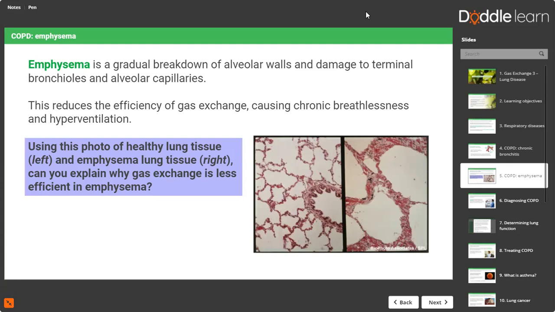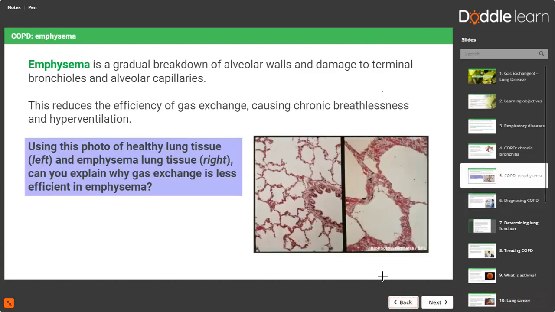If this happens, this causes chronic breathlessness and hyperventilation. So on this image, we've got healthy lung tissue on the left and emphysema lung tissue on the right. And so we can look at it and think, why is gas exchange less efficient in emphysema? Straight away, if we look at the left to the right, on the left, we've got a lot more alveolar capillaries. With more capillaries we've got a larger surface area for gas exchange. We'll have a higher concentration gradient.